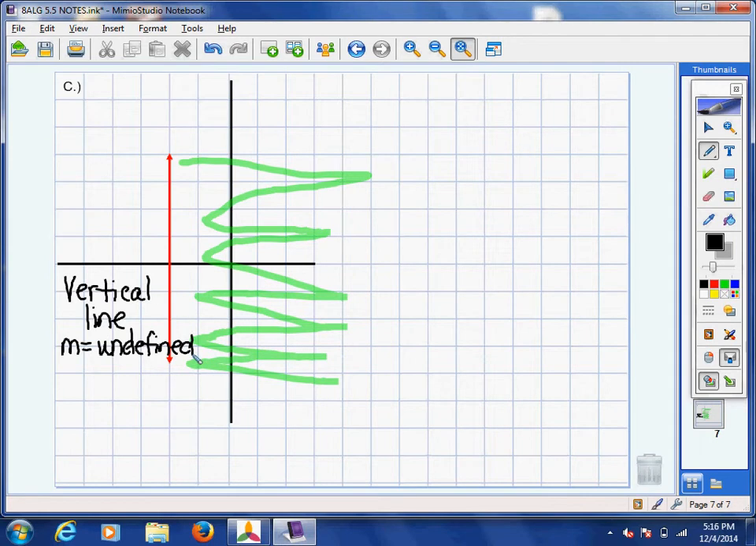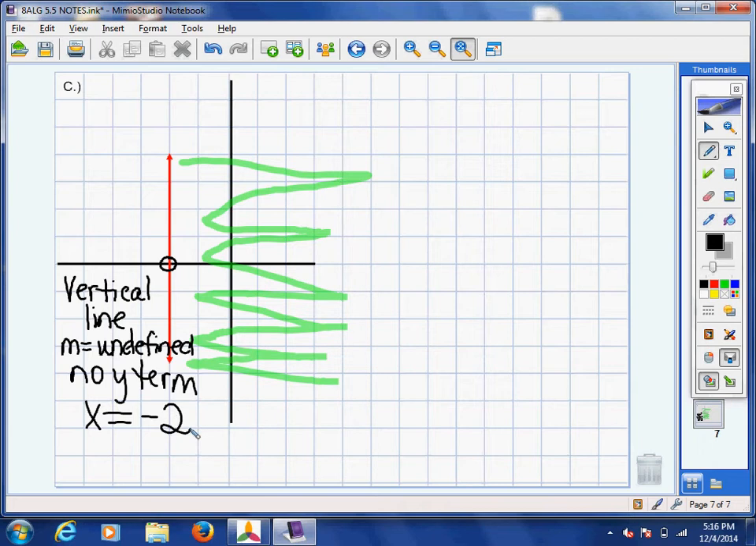Now, as you may recall from the last chapter, in chapter 4, vertical lines never cross the y-axis, so there's no y term. So it's always going to be x equaling some number. So look where it crosses the x-axis. What is that number? Yeah, it's negative 2. So this is the equation of our line, okay?